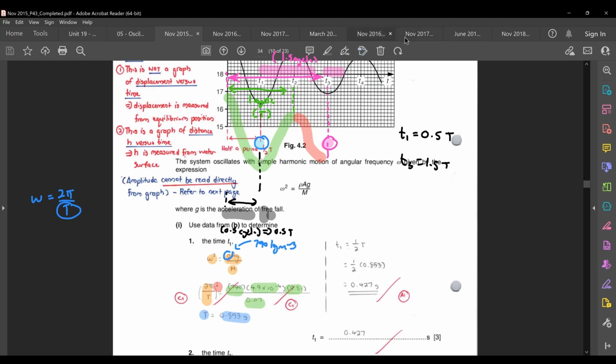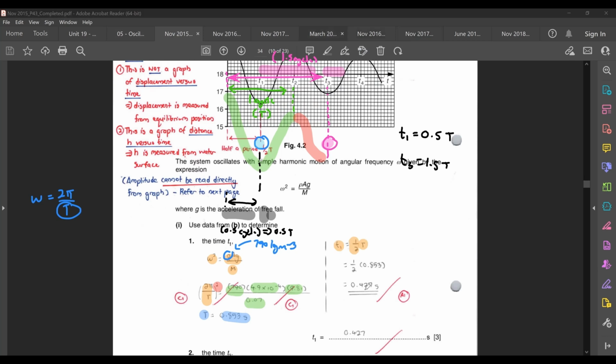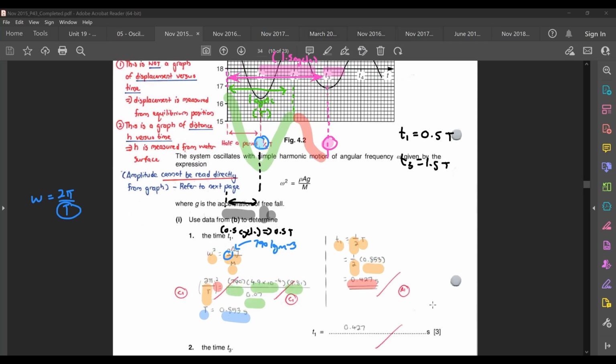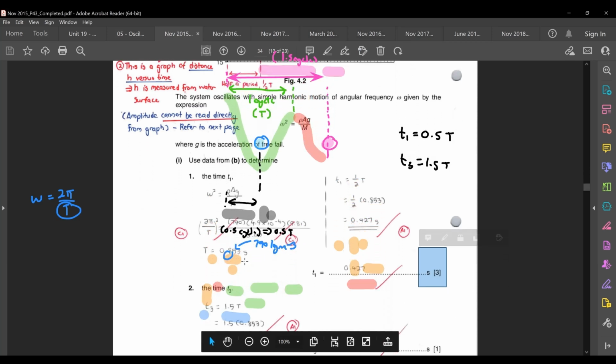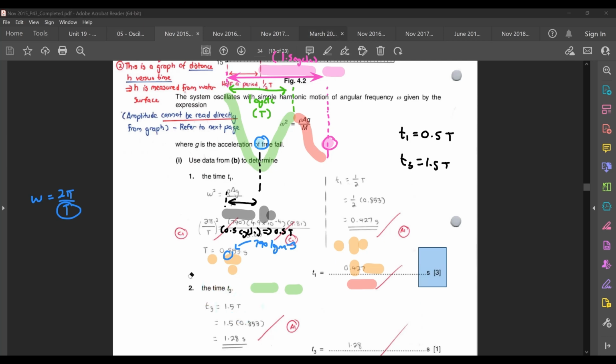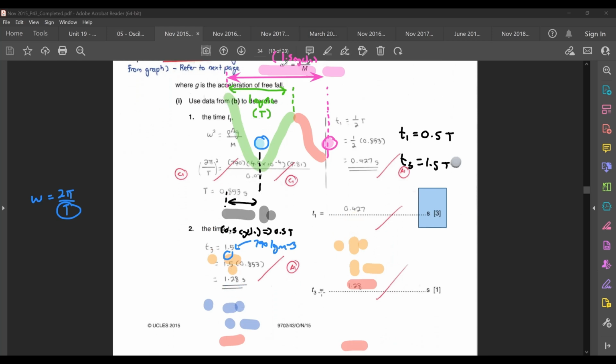So your period being 0.853 seconds, T1 would thus be half your period. Just half the value, you will get the final answer is 0.427 seconds. Okay, so pretty straightforward question for 3 marks. Then after that, if you then want to get time T3, it is just going to be 1.5 T. So put in the values, you will get the final answer as 1.28 seconds. All right, so this is pretty straightforward.